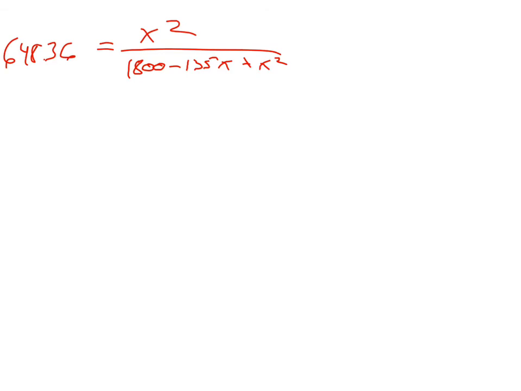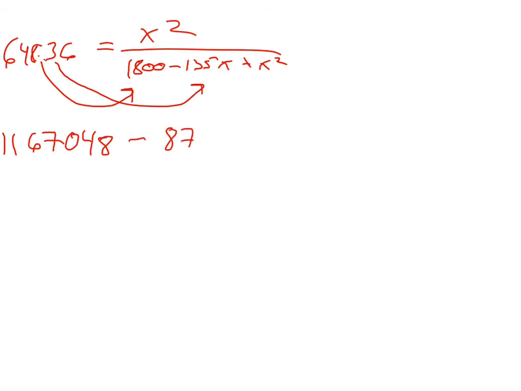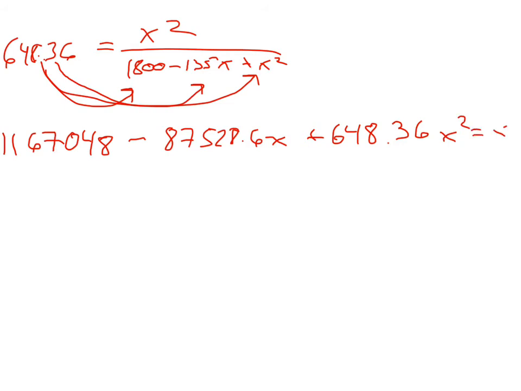To start to get this all on one side, we're going to need to take this whole denominator, multiply it out by the 648.36. So 648.36 times 1800 comes out to be a large number, 1167048. 648.36 times negative 135 is negative 87,528.6x. And then 648.36 times x squared, 648.36 x squared. And that all equals x squared.